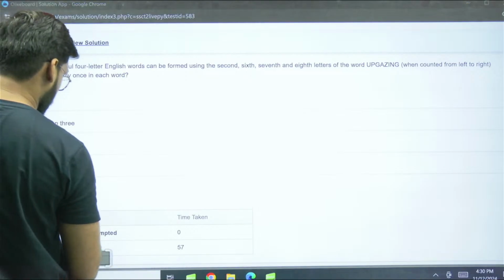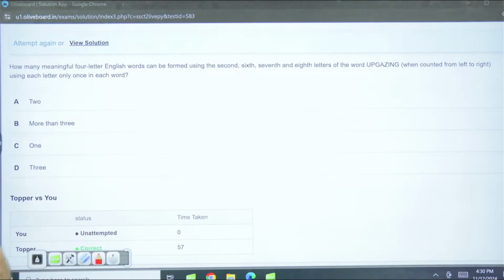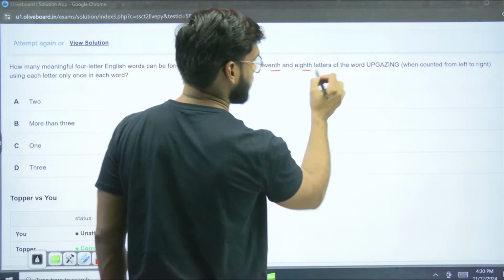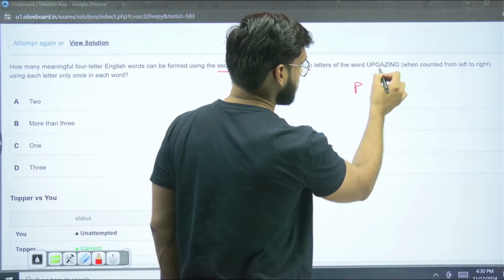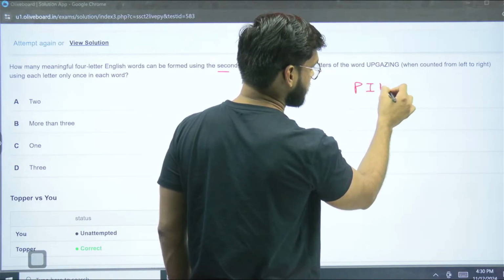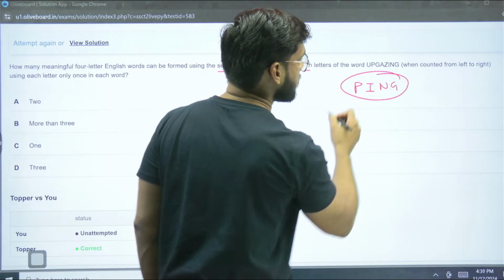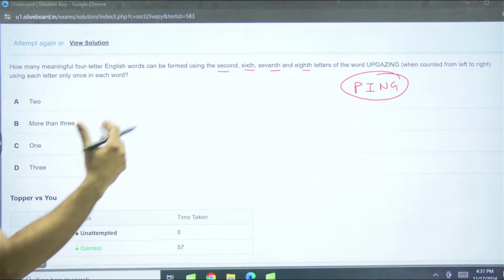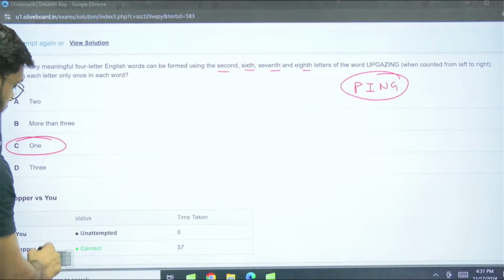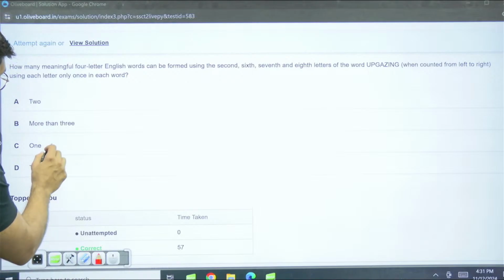How many meaningful four-letter English words can be formed using the second, sixth, seventh and eighth letters? So second is P, sixth is I, seventh is N, eighth is G. So we can make one word, ping. Can we make another word? No, only one word will be formed, that is ping. Option C should be the right one, that is 1.